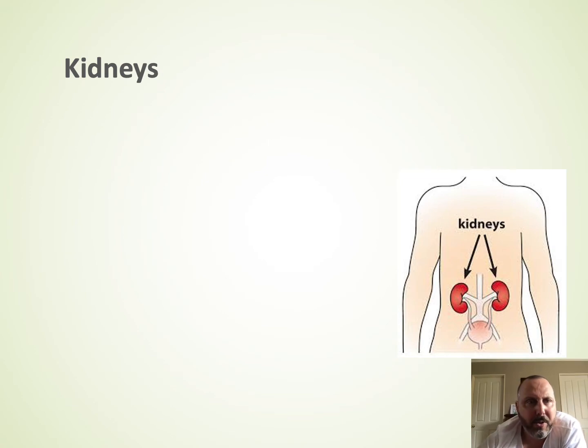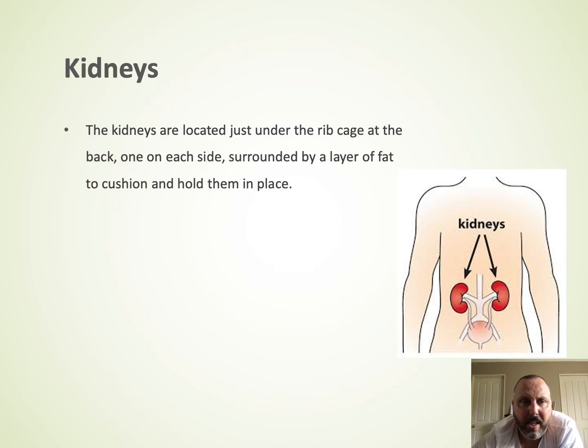Okay, we're going to talk a little bit more detail about the kidneys specifically, being the filtration aspect, so one of the most important aspects to the system. They're located just under the rib cage, at the back, one each side, surrounded by a layer of fat to cushion and hold them in place. Anybody that's ever heard about or felt a kidney punch, if you get punched there just below that, close to those floating ribs, not a very nice experience.